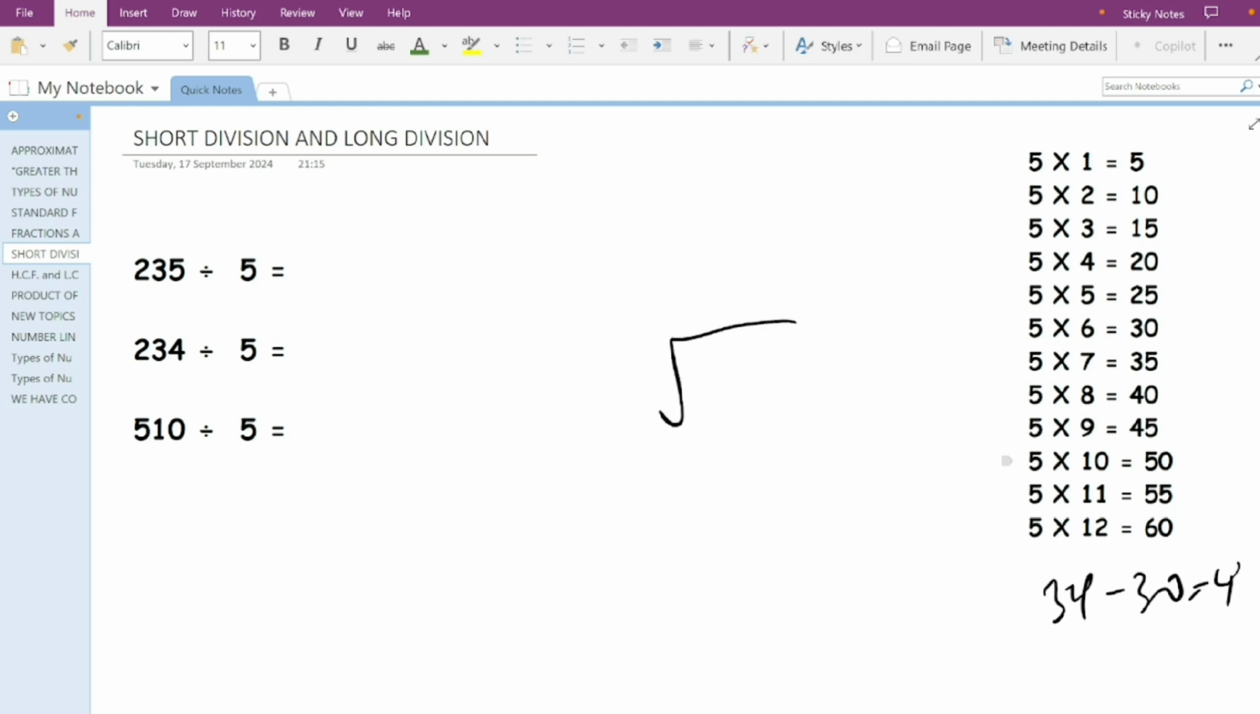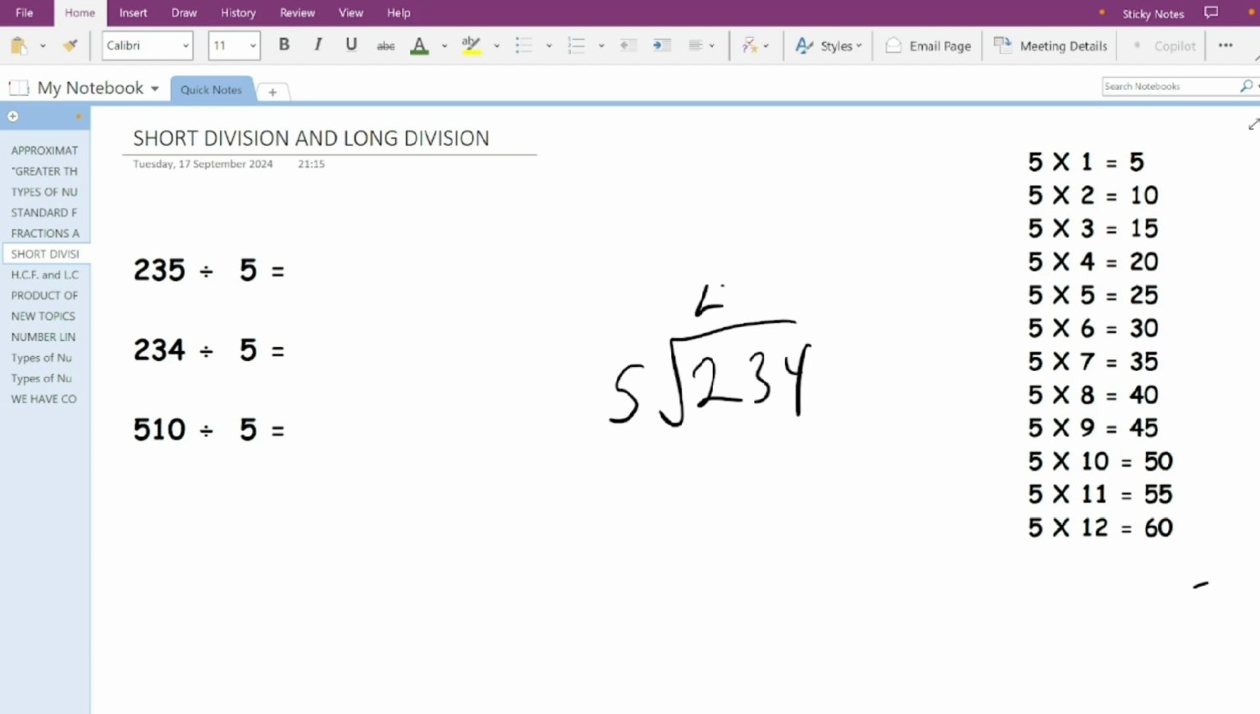For long division, we have it this way. 2, 3, 4 divided by 5. Long division shows you every step you take, unlike the short method where you have to do some things outside, like in this case where you had to subtract 30 from 34. In long division, you have to do everything inside what you're doing. So you have 5 in 2, 2 is smaller, so you join it to make 23. 5 in 23, the closest is 20 because higher than that is 25, so you can't use 5 times 5.